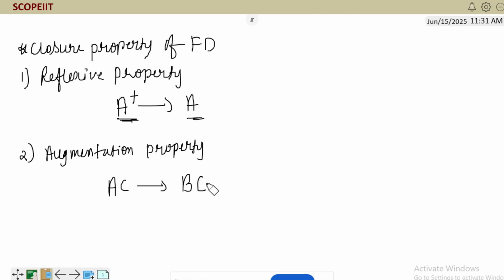That is augmentation property. Okay. So what is augmentation property? If you want to add anything on left hand side, you have to add it on right hand side. That is augmentation.